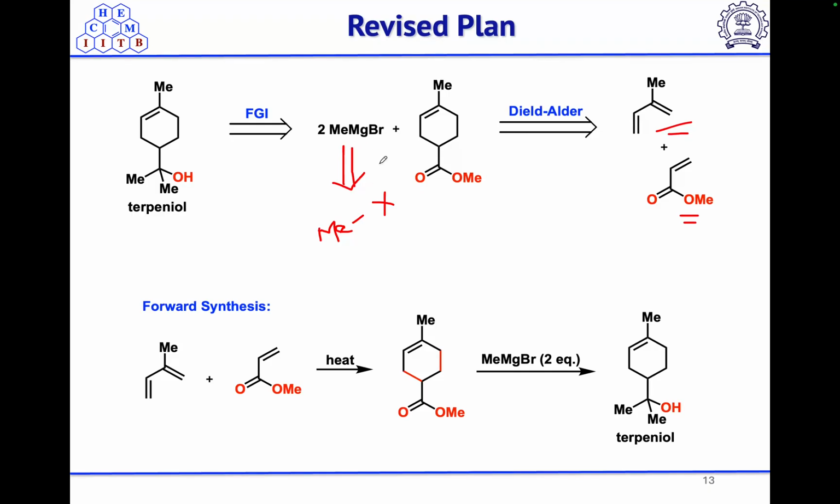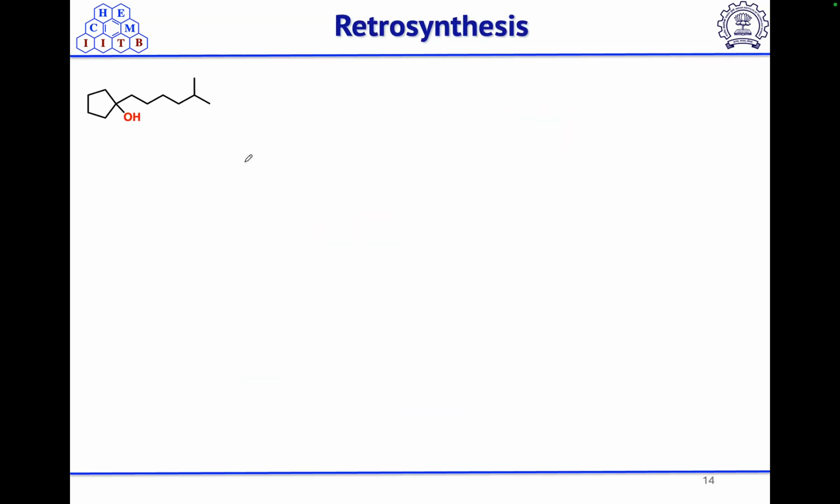So you can see how the Diels-Alder reaction plays a role to construct this six-membered cyclohexene type of intermediate. From that you can do anything to get your desired product. Okay, so now the next slide.